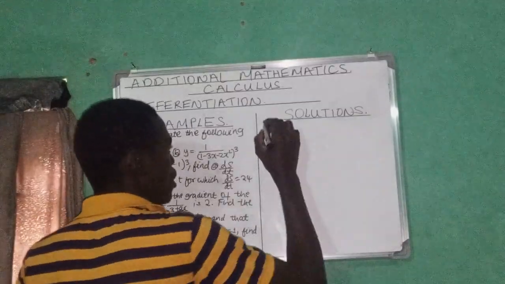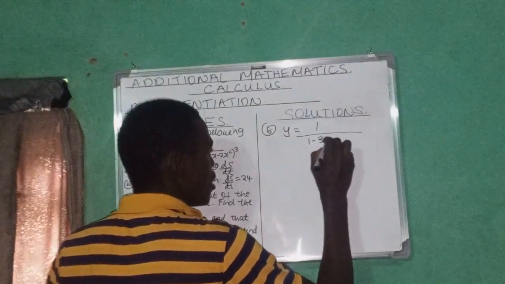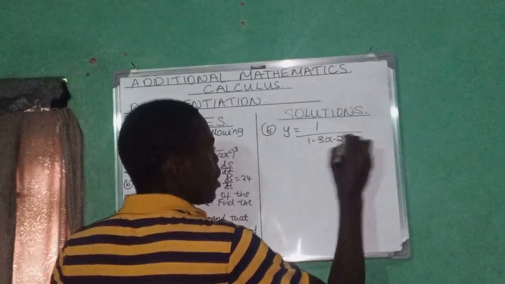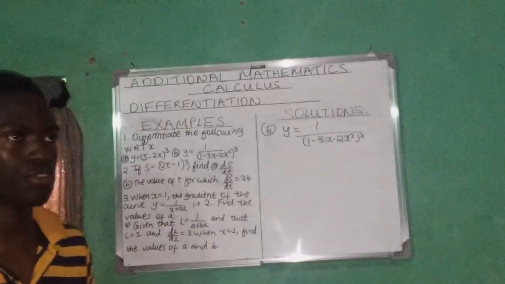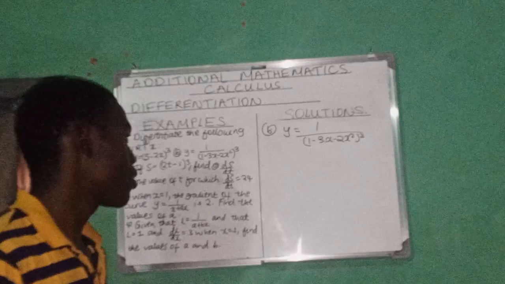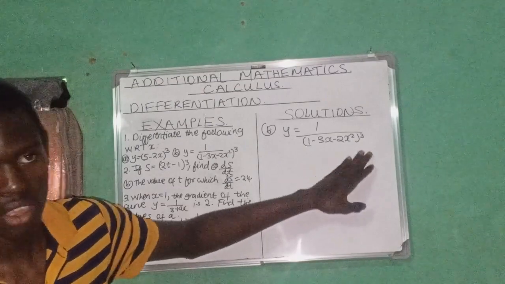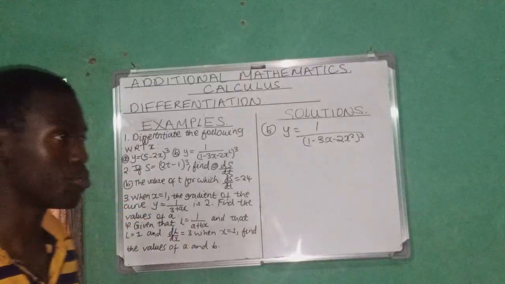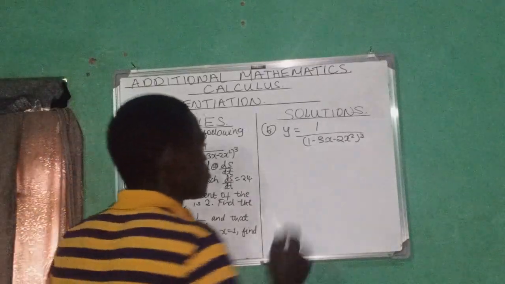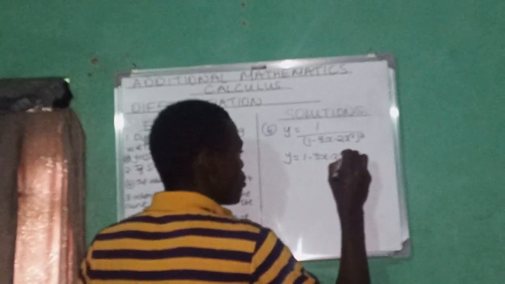For B, we have y is equal to 1 divided by 1 minus 3x minus 2x squared raised to the power 3. So when you have such a function, where the variables are in a denominator like this, you can't differentiate them in this form. You have to differentiate them in their linear form. So for us to differentiate them in their linear form, we take it up. Okay? So y is equal to 1 minus 3x minus 2x squared.